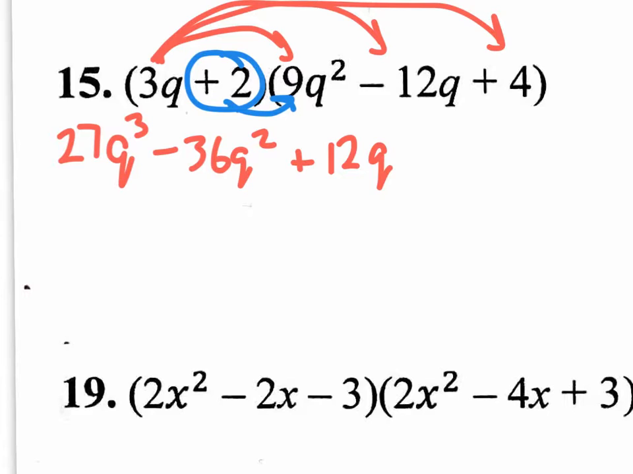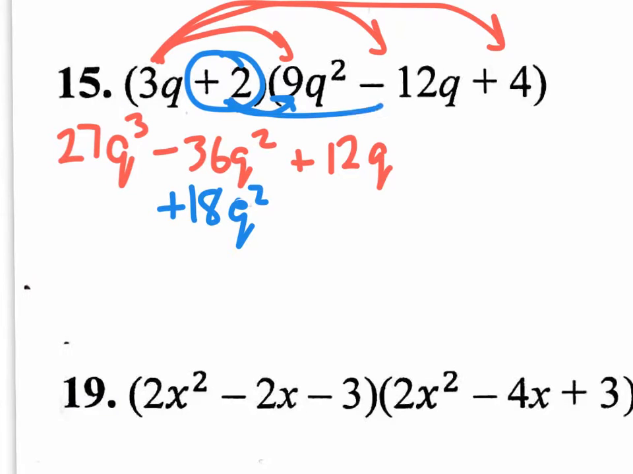You might as well combine the 18q squared with the other q squared. So I'm not going to combine it yet, but I might as well write it right next to it. Positive 18q squared right there.